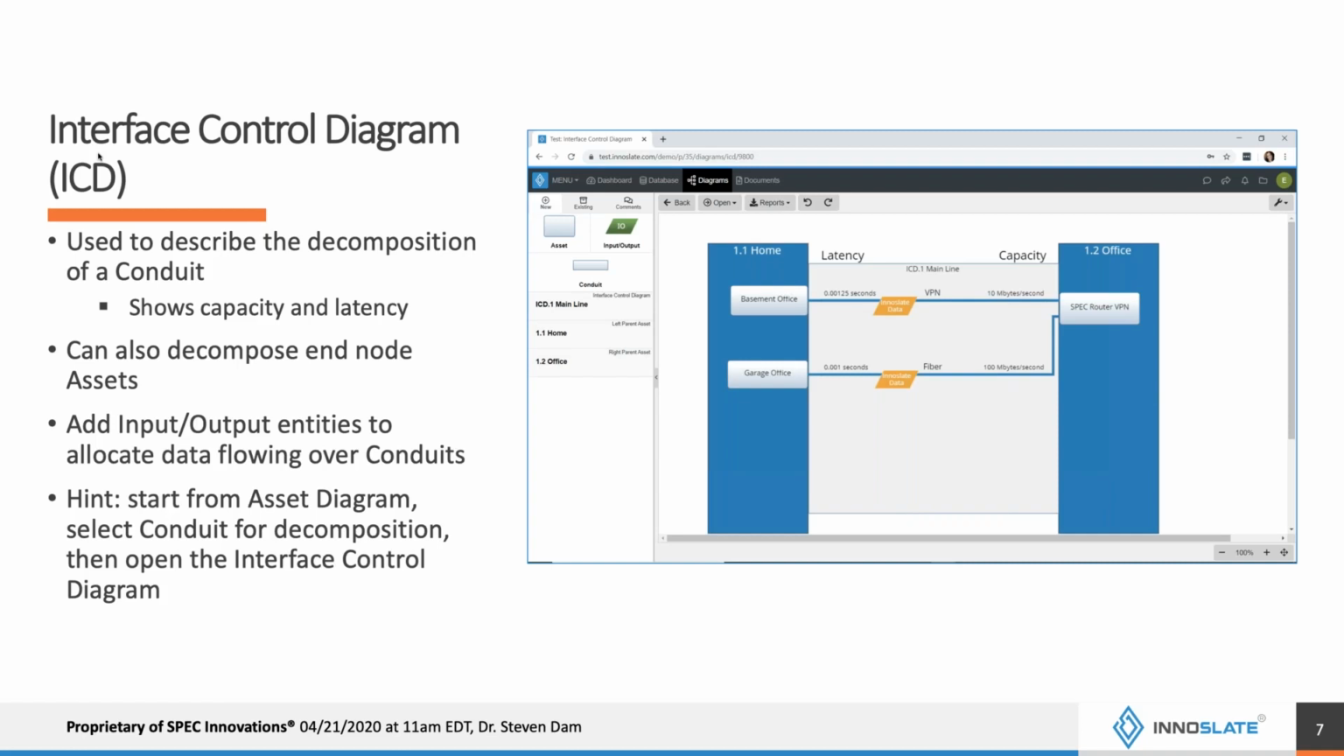Also, you can add the input-output entities, and again, if they've already been allocated to a conduit through some other mechanism, then they would automatically show up on the graph. Right now, we suggest starting this from an asset diagram. Unfortunately, if you open up just a conduit or open up a brand new diagram, there is no way to create those end nodes easily unless they already exist. You can't create them from scratch.